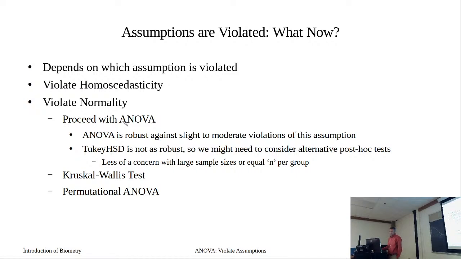But if we're just slight to moderate, one of those where it's like, yeah, I think it's non-normal, and you're pretty confident that it's non-normal, you could probably proceed with ANOVA. There's also a non-parametric alternative called the Kruskal-Wallis test. It's kind of like a sign test in that it compares the median. But unlike the sign test, it allows us to compare medians between multiple groups. That's fine if we want to compare the medians, but if we're still set on comparing the means, then we're going to have to run a permutational ANOVA.